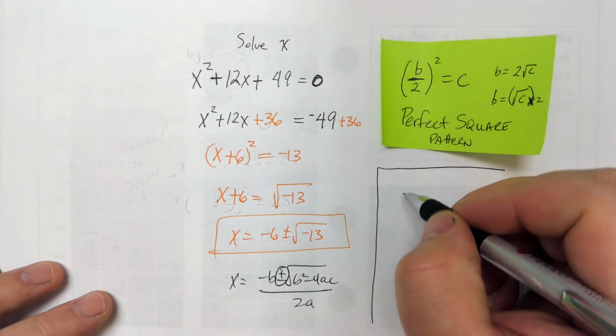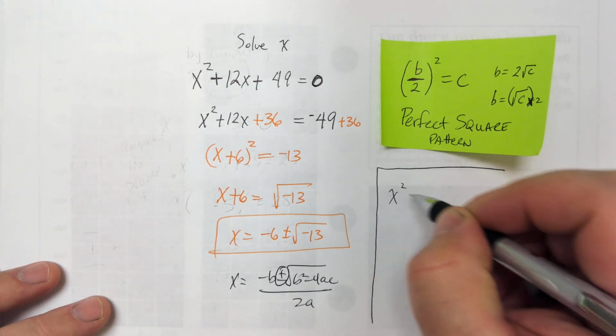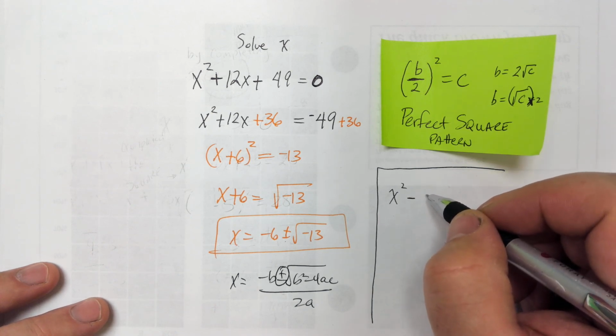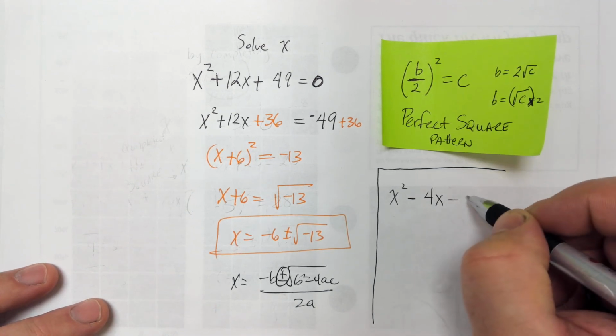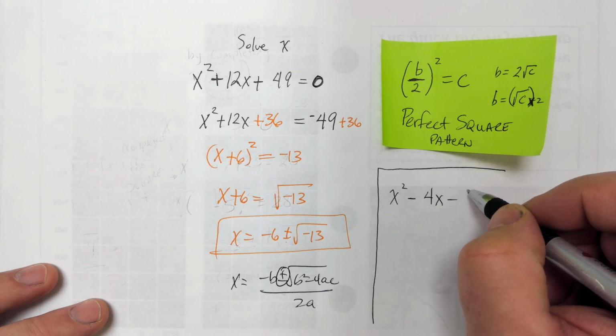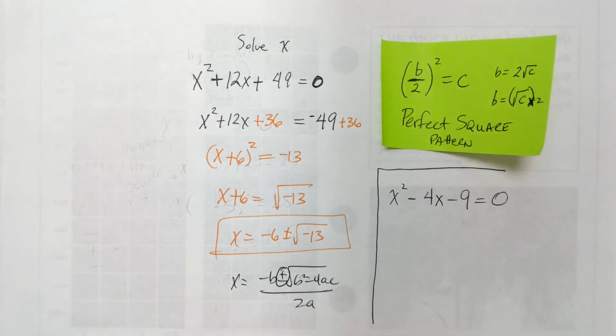Okay, your turn. Ready? Ready. Let's do x squared minus 4x minus 9 equals 0.